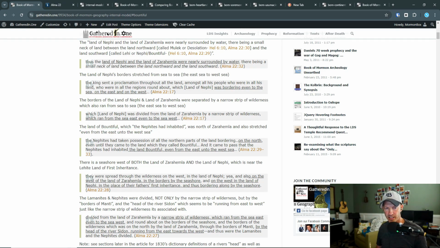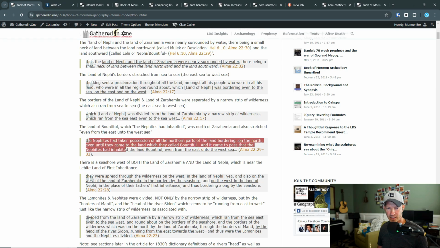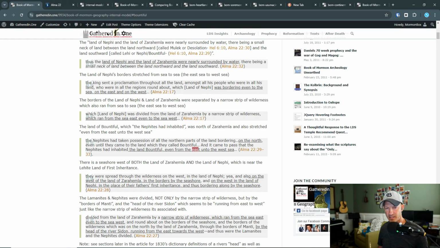So it says specifically, the Nephites had taken possession of all the northern parts of the land, bordering on the north, even until they came to the land which they called Bountiful. And it came to pass that the Nephites had inhabited the land of Bountiful, even from the east unto the west sea. Right? Now, it doesn't say east sea, it says east unto the west sea. We're going to suppose that means the east sea to the west sea, but we can't specifically know that for sure. But it sure sounds like that's probably what it's saying, from the east sea to the west sea. But we can look at it both ways.